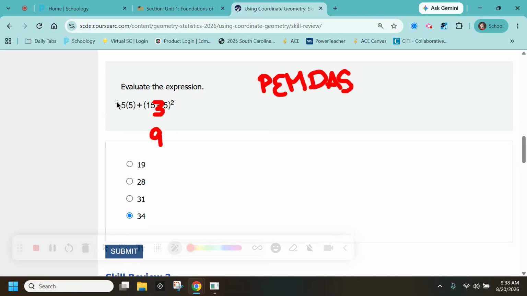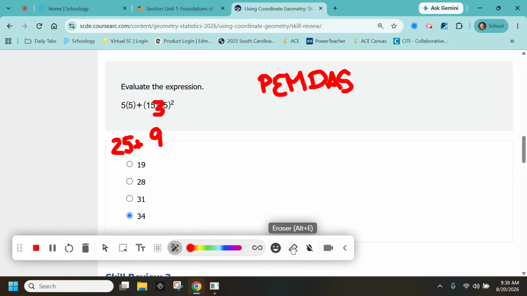We do have a set of parentheses here, however, that indicates multiply. So multiply is our next step. 5 times 5 is 25. And I'll bring down the plus sign. And so 25 plus 9 is 34.